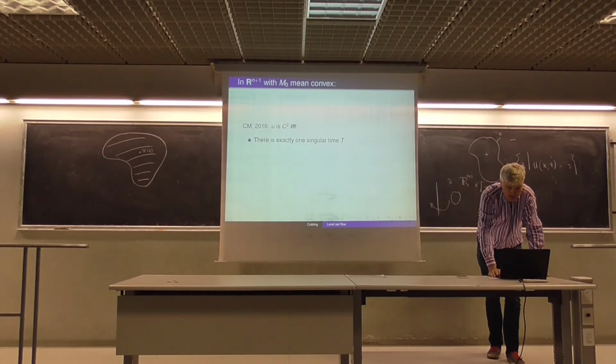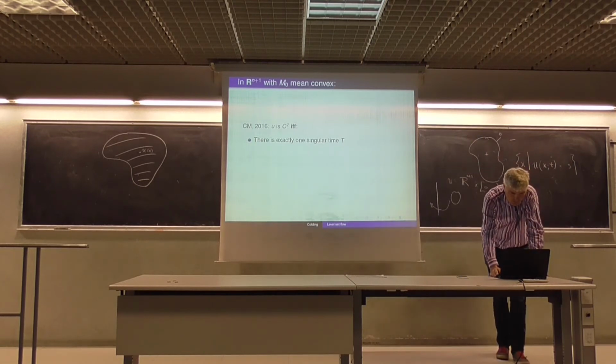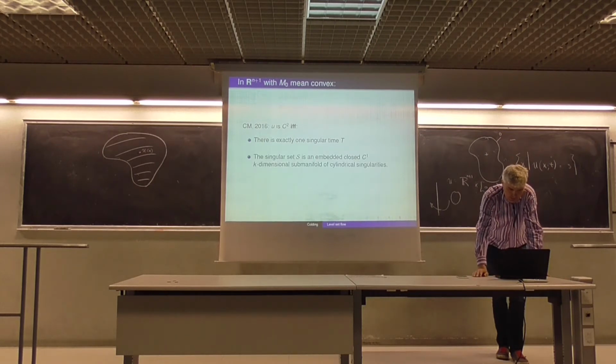The version is exactly the same. The second derivative is continuous if and only if there is only... now I'll go back to thinking about it as a flow, and I won't state the equivalent version in terms of the critical set of the function. So U is C2 if and only if there's exactly one singular time, and the singular set is an embedded closed C1 k-dimensional submanifold with neckpinch singularities. So this is the general case.